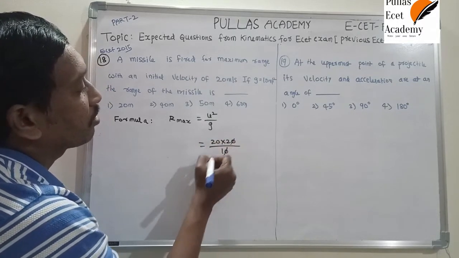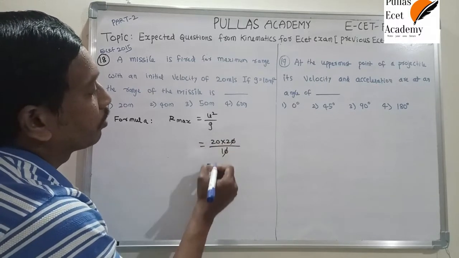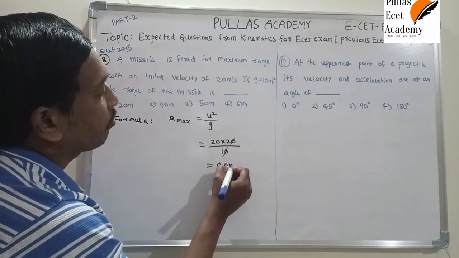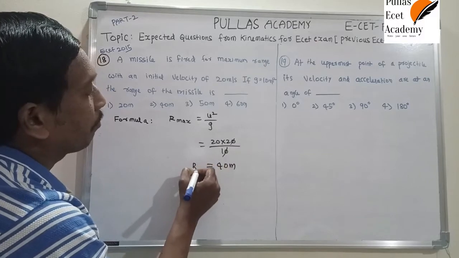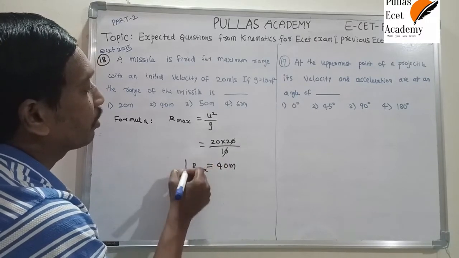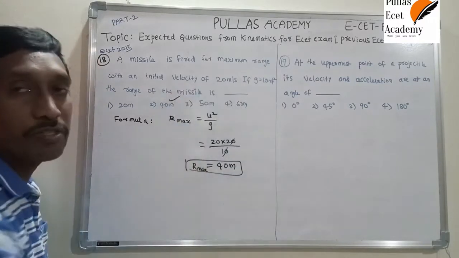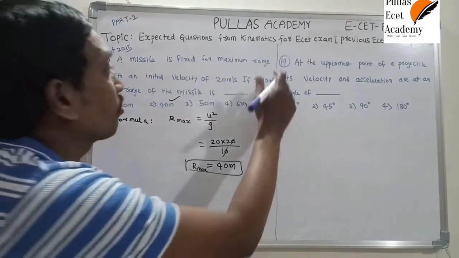So 2 into 20 is 40. Answer is what? 40 meter. The maximum range is what? 40 meter is a suitable answer. This is the solution. Next question.